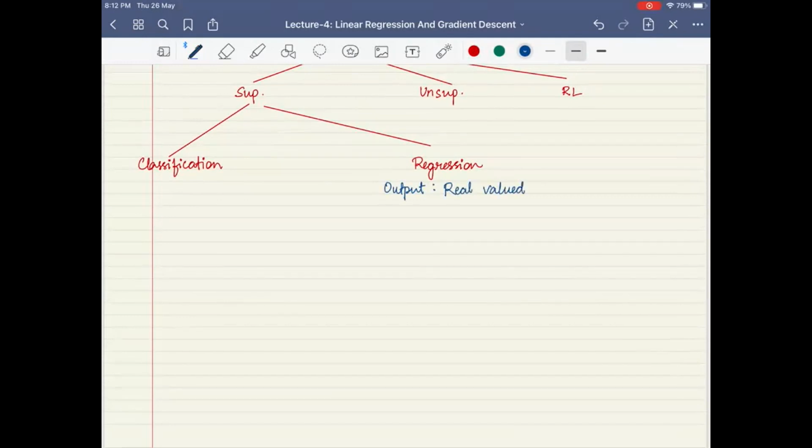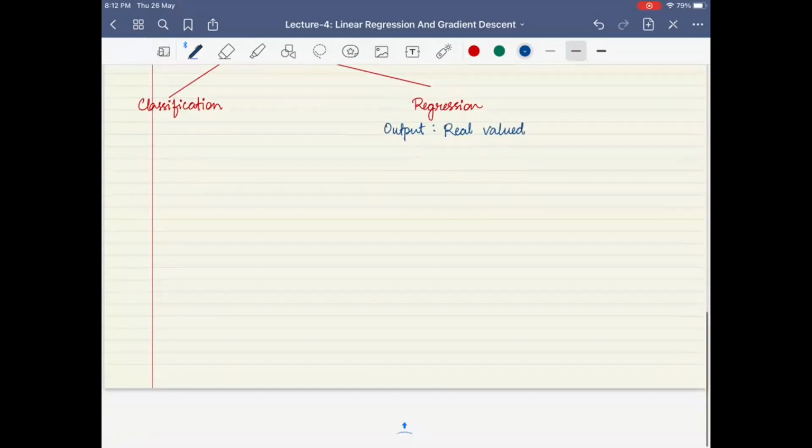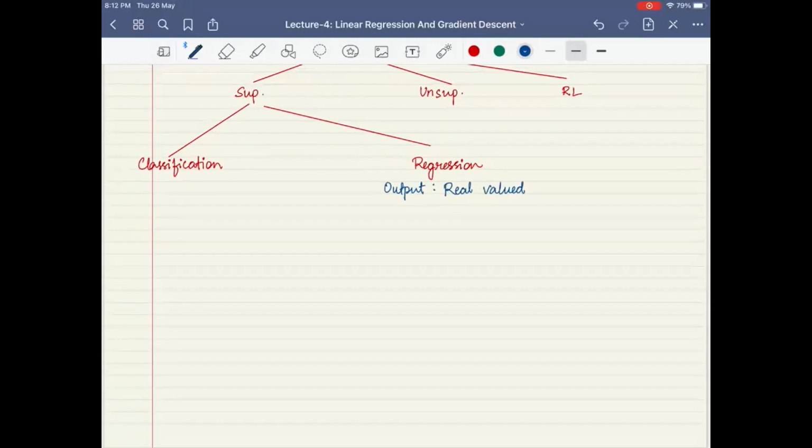It's not one of many categories. It's a real number, and you have to predict a real number. Fine. Say for example, I'm just taking an example that you might want to predict somebody's height given his or her weight. Okay, that makes sense, right?